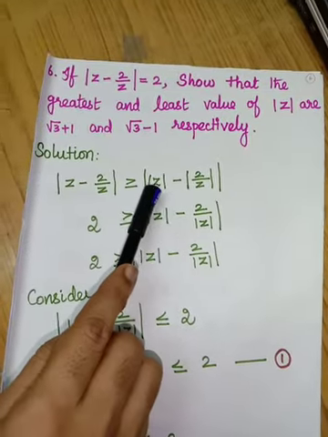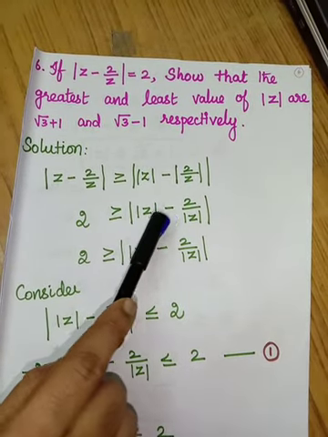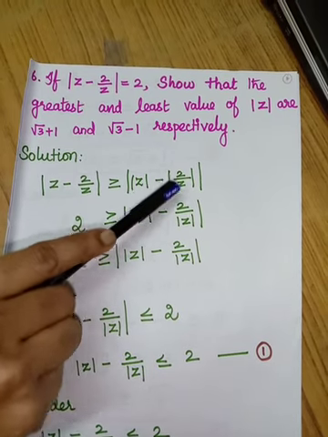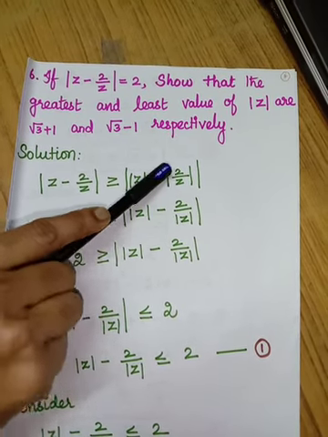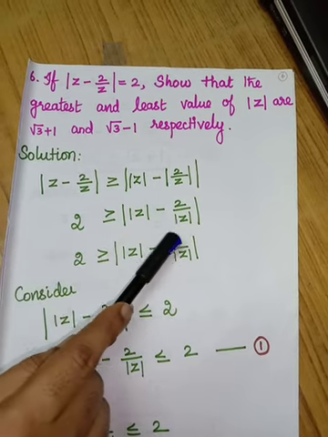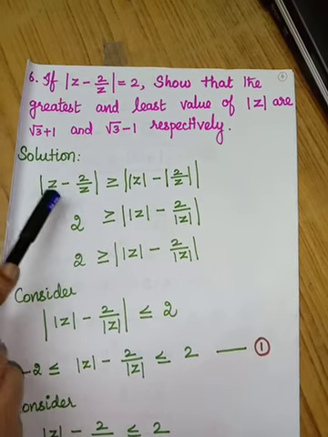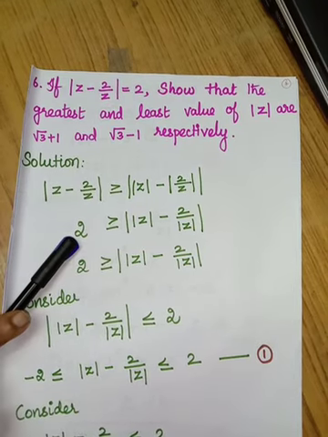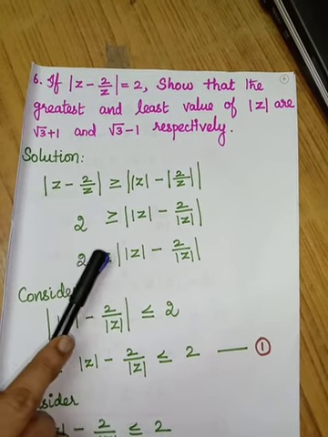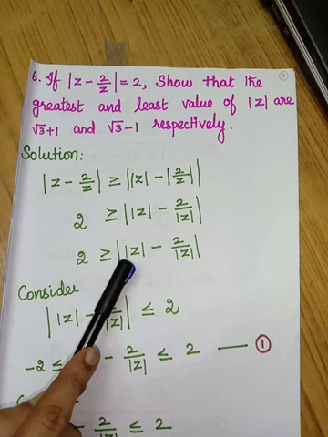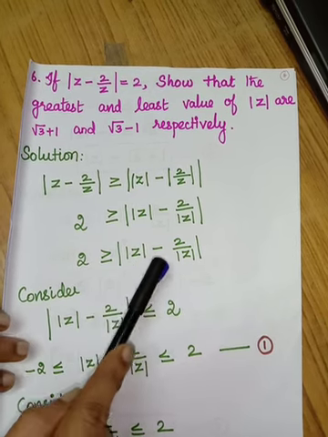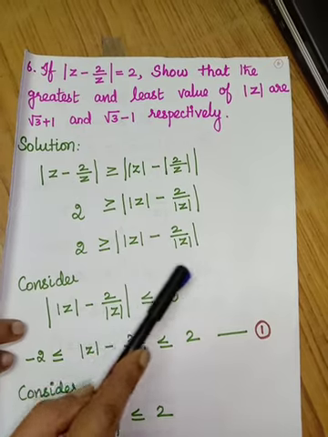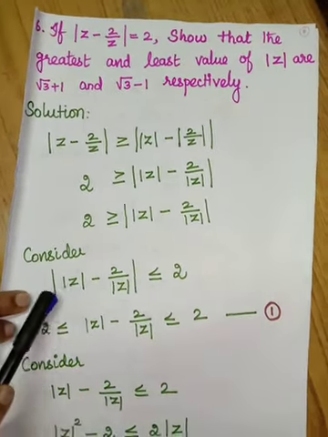Okay. So, this is modulus of z minus, how you can write modulus of 2 by modulus of z. Modulus of 2 is 2 by modulus of z. Okay. It is given this result is equal to 2. So, here I have written it is 2. So, 2 is greater than or equal to modulus of z minus 2 by modulus of z. Okay. So, I have considered in this way.